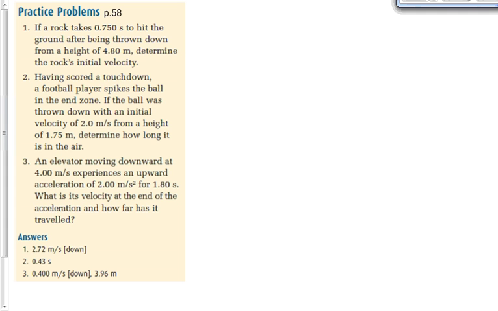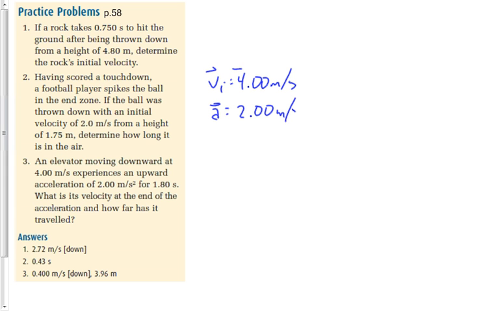What's the velocity at the end of the acceleration and how far has it traveled, right? We're going to say VI for number 3 is 4.00 meters per second. Actually, we're going to make it -4 because it's downwards. There's an acceleration of positive 2.00 meters per second squared because it's upward. Hey, why is it not -9.81? Because there's something other than gravity acting here, right? There's the cable in the elevator. It's pulling it upwards to cause it to slow down. The time is 1.80 seconds. We're looking for VF, the velocity at the end of it, and we're looking for the displacement there.